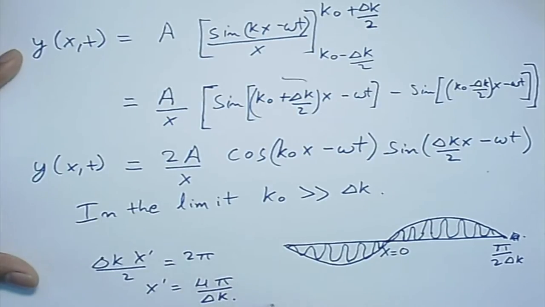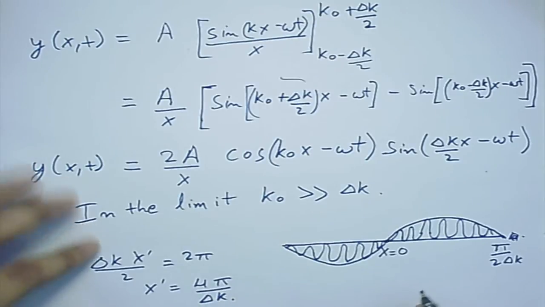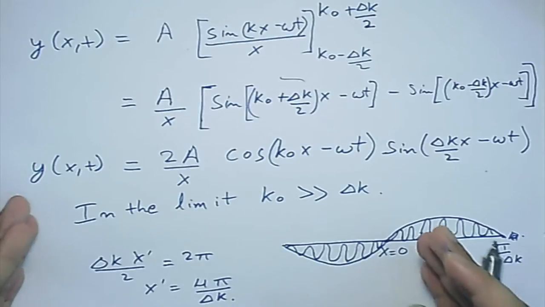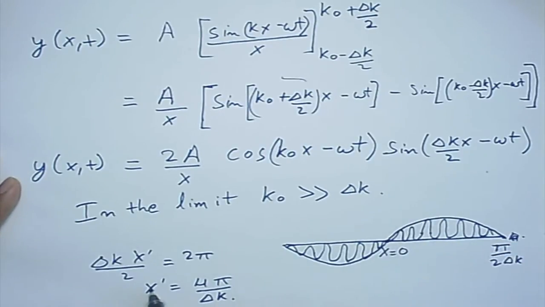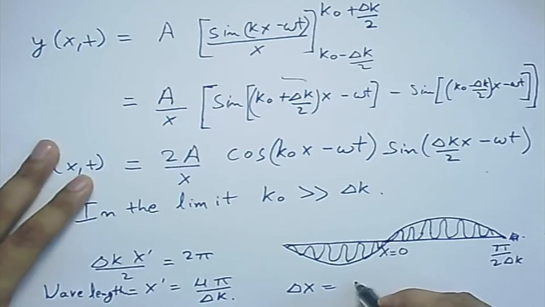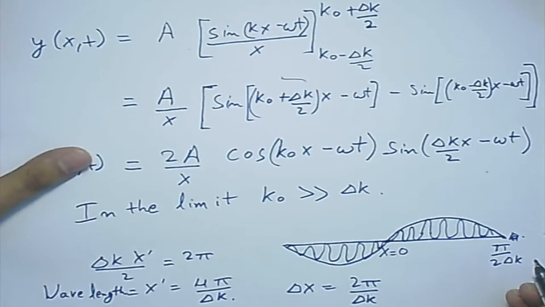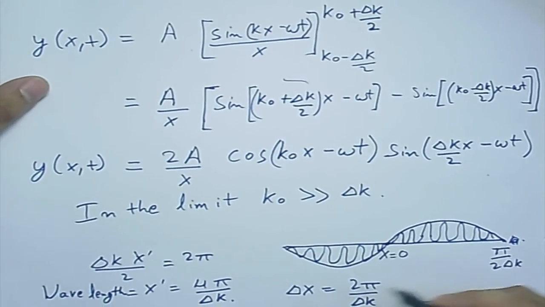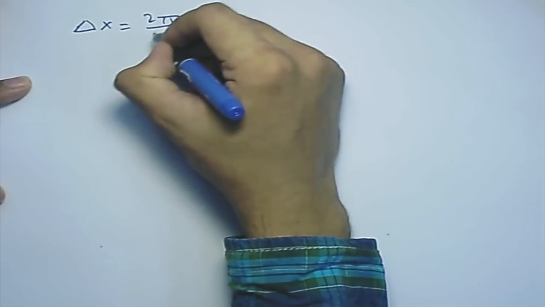All right. So to calculate the uncertainty delta x, it has to be taken as the difference between one maxima and one minima within the group wave. That would correspond to a phase shift of just pi instead of 2 pi. And so we get delta x equal to 2 pi over delta k. So now we have found a relationship between delta x and delta k. The relationship was delta x is equal to 2 pi over delta k.